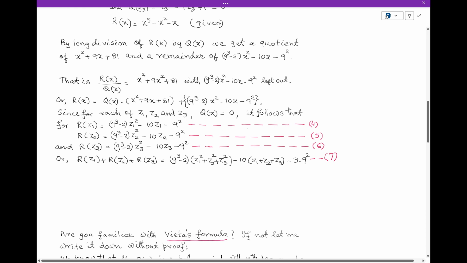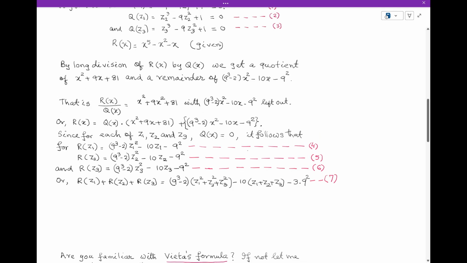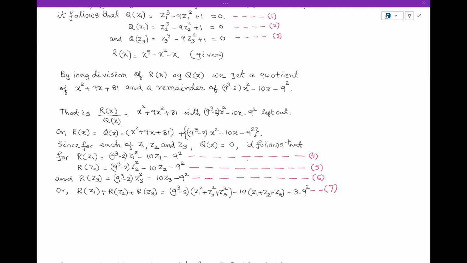So we get, by adding the three equations, R(g1) plus R(g2) plus R(g3) is equal to 9 cubed minus 2 multiplied by g1 squared plus g2 squared plus g3 squared minus 10 multiplied by g1 plus g2 plus g3 minus 3 times 9 squared. Let us call it equation 7.